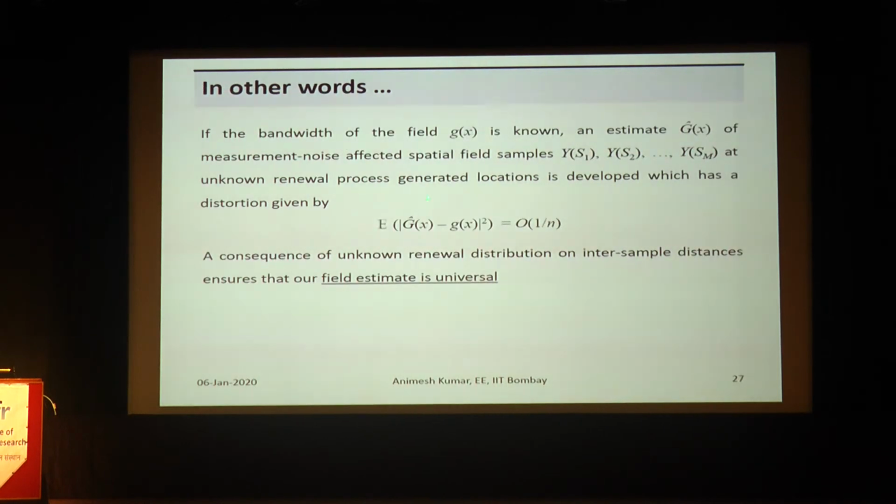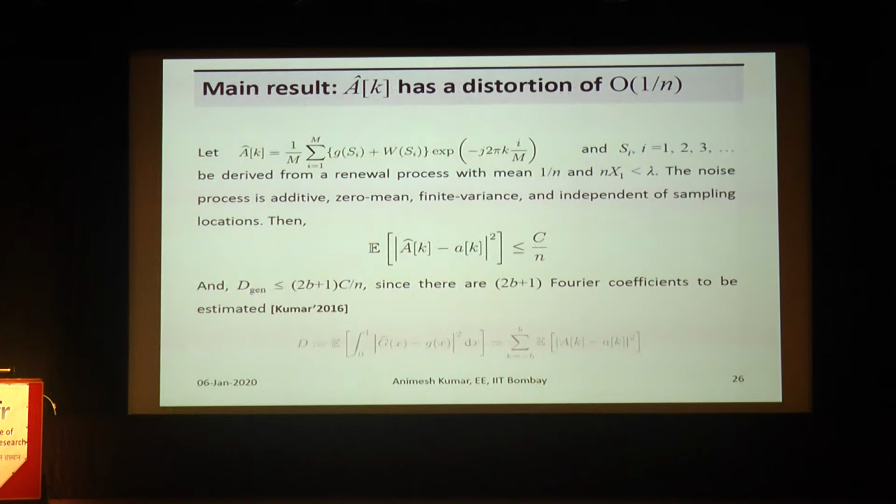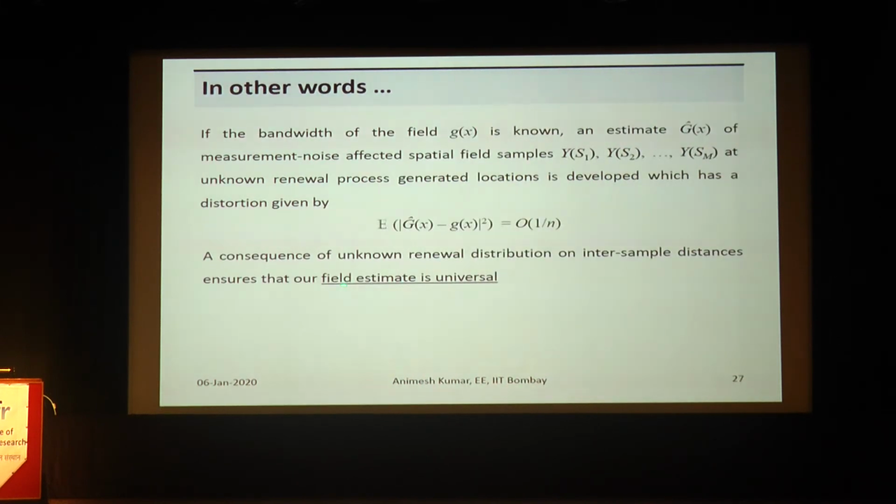And we can also interpret it in some sort of distribution-free setting. So we have these field samples, which are noise affected, but we don't know the distribution of the renewal process. So we say that the field estimate that we had, through the Fourier series coefficients, is universal, and that's one of the key punchlines here.